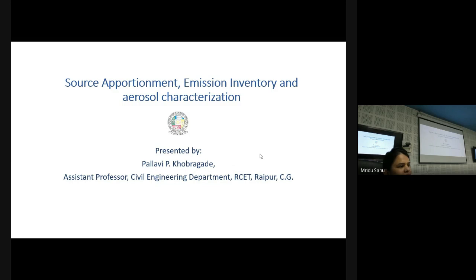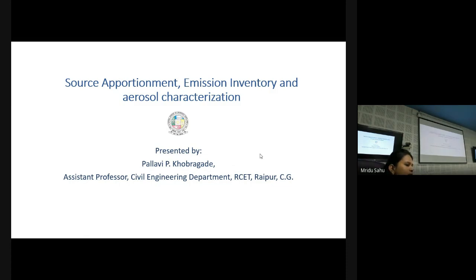Today's topic for the lecture will be source apportionment, emission inventory, and aerosol characterization. All this is related to source apportionment, which means we will be looking at the topic from air pollution monitoring. As ma'am has already discussed the data, how we are going to analyze the data, the data analysis technique is known as source apportionment, which comes under the category of identification of sources.